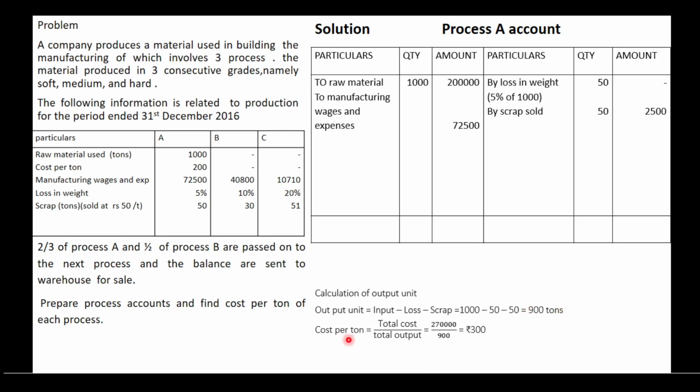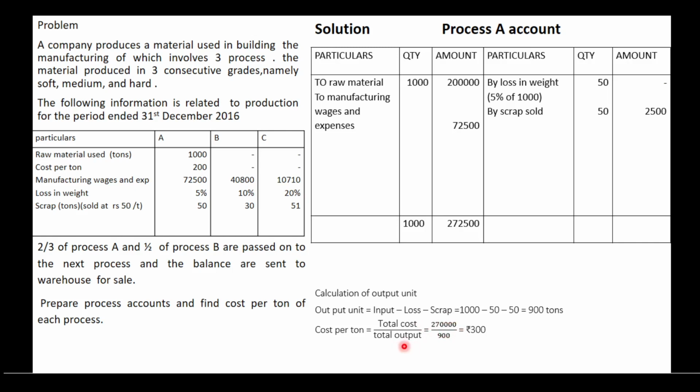So the cost per ton is calculated as the total cost. The total cost, that is the debit side total, is 2,72,500 minus the scrap sold, that is 2,500. So after deducting, the balance amount is 2,70,000, which is treated as the total cost divided by total output.